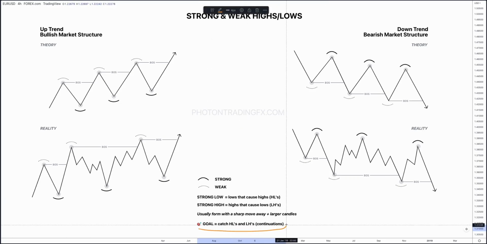So again, this is the strategy. Our goal is to catch higher lows. Why do we want to catch higher lows? Well, in a bullish market, the higher lows are the strong structure. This is what we're trying to buy. They're going to be the highest probability moves because we're trading with the trend. We're buying from strong structure here and we're targeting the weak structure. So that's why our goal is to catch higher lows.